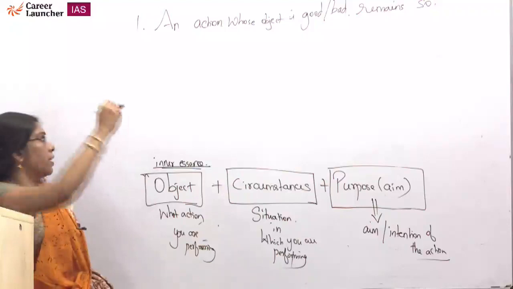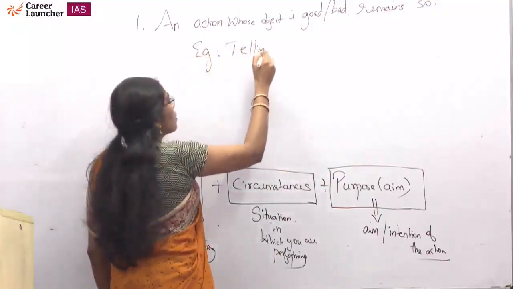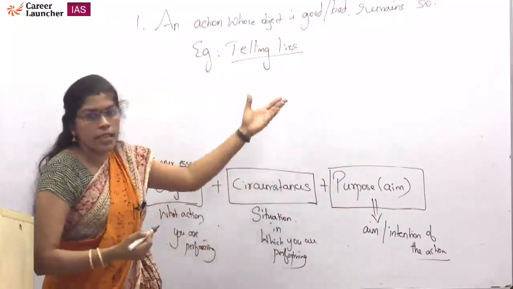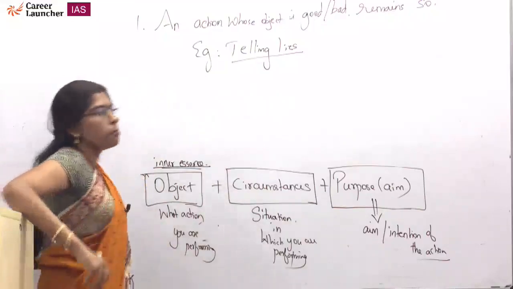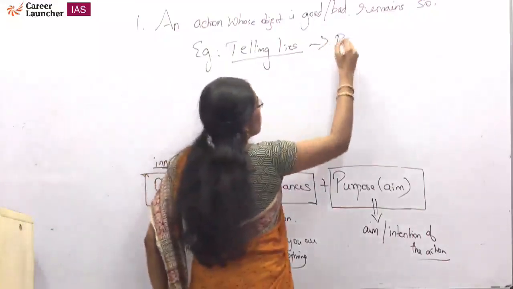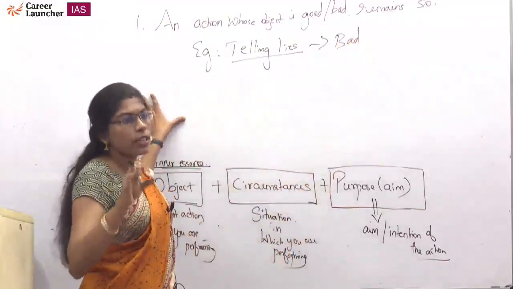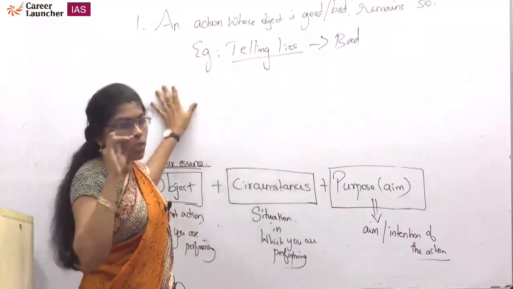For this, I am giving an example for you. Telling lies. This is the action you are performing. The object is you are telling lies. Is it a good or bad behavior? Bad. Remember this. This is bad. It will remain bad only. Whatever situation you are doing it, it is bad. Whatever condition, whatever aim you are doing it, it will remain bad only.